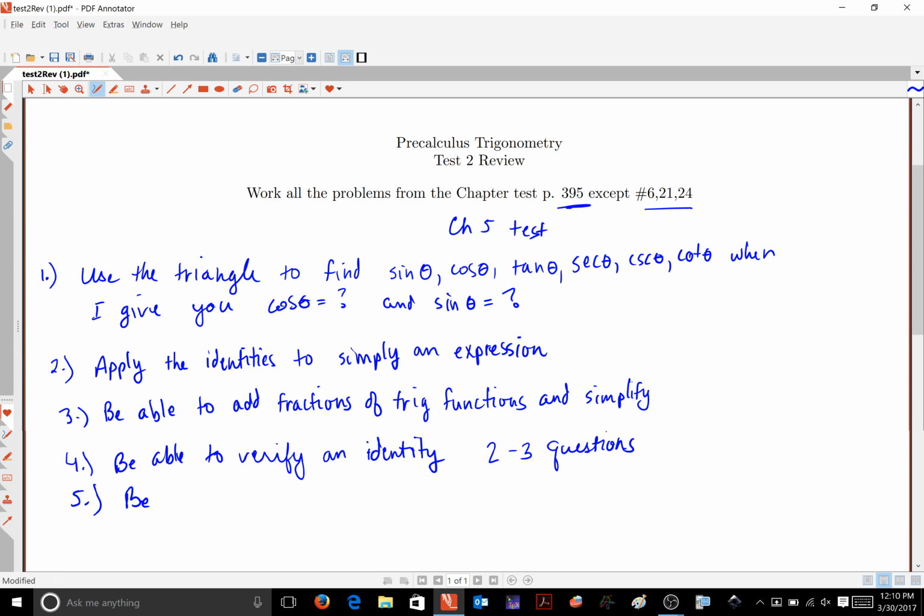Be able to use a power reducing formula.